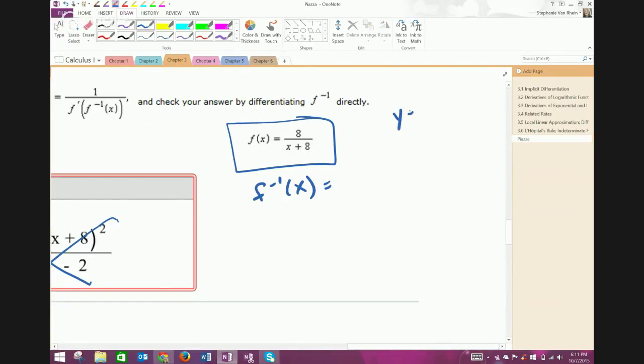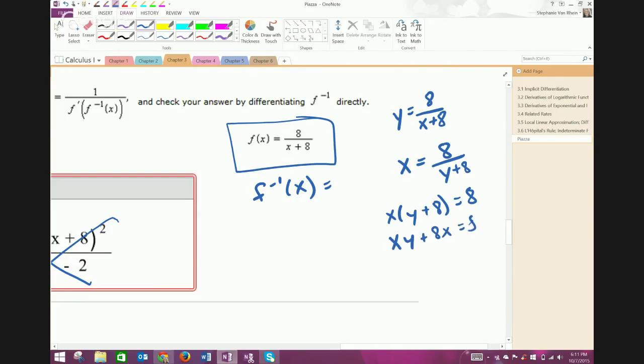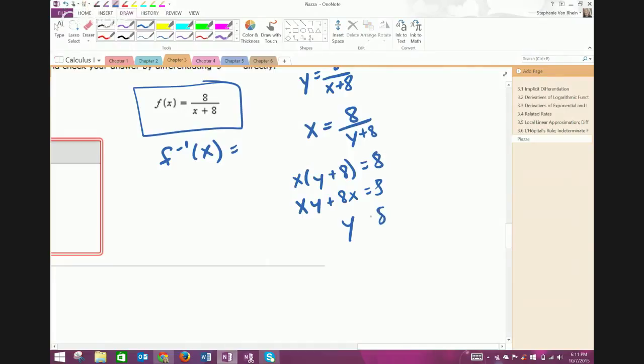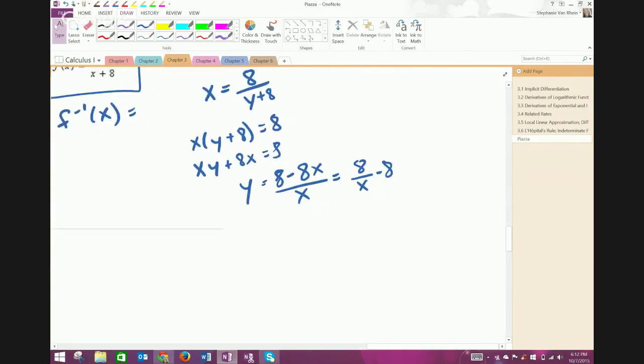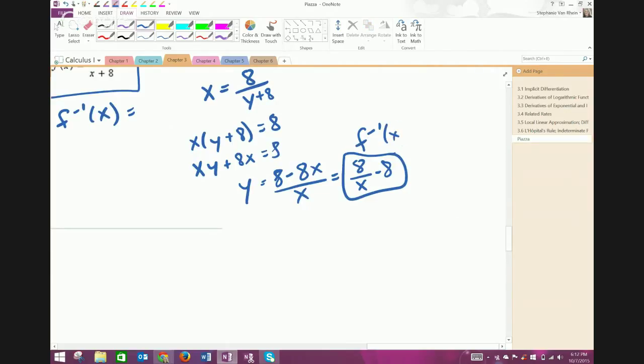So to do that, I have y is 8 over x plus 8. Switch the roles of x and y. Solve for y. So I get y is 8 minus 8x over x, which is 8 over x minus 8. So this is the inverse function. This is f inverse of x. So I can find the derivative of f inverse of x by differentiating this function, which is minus 8 over x squared.